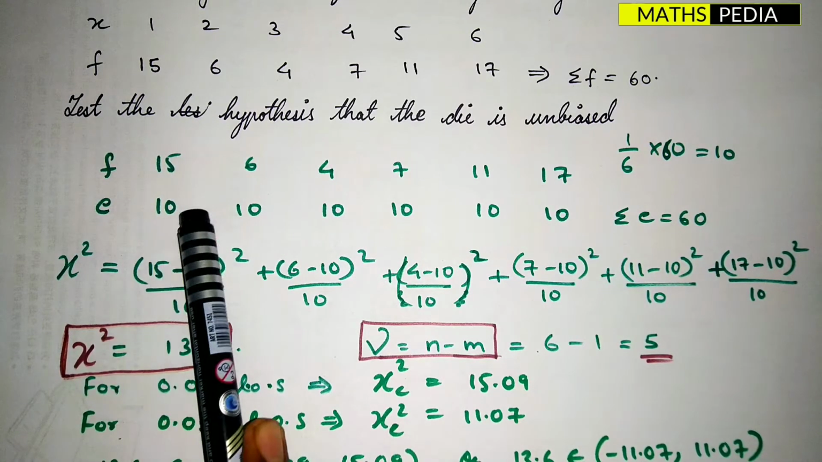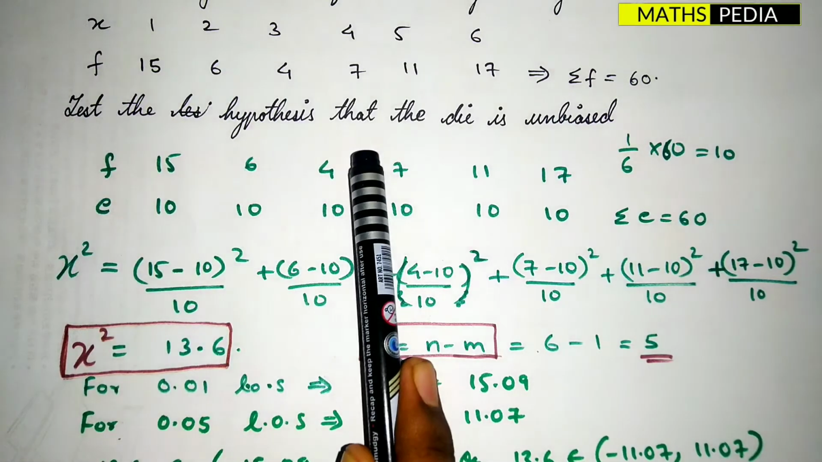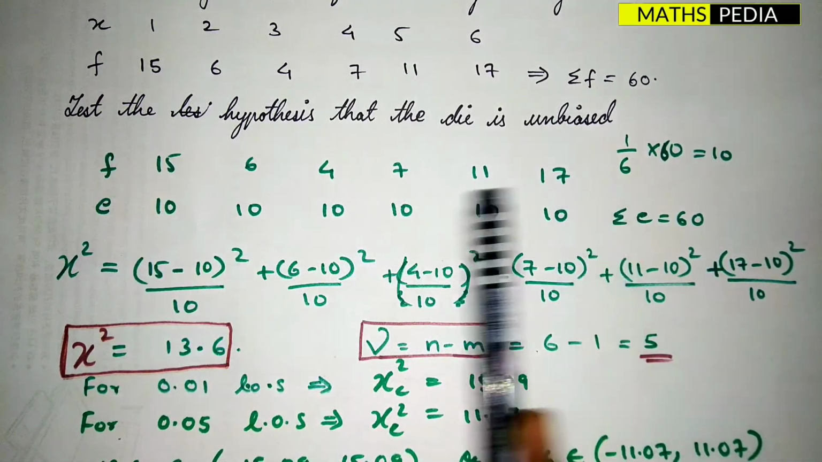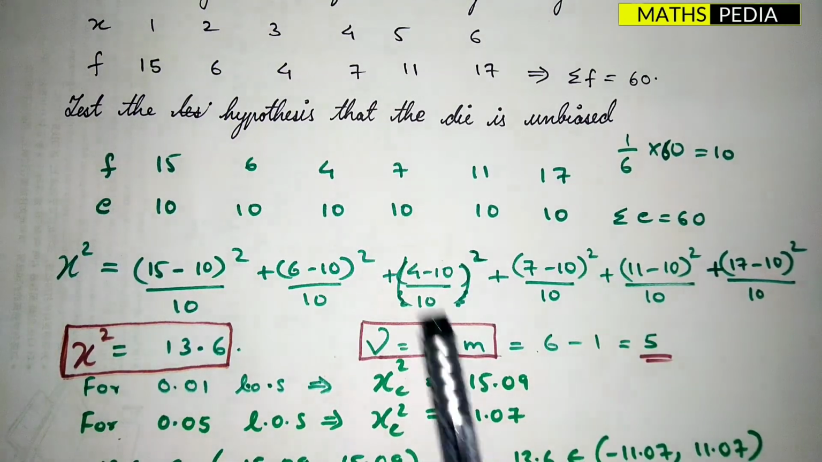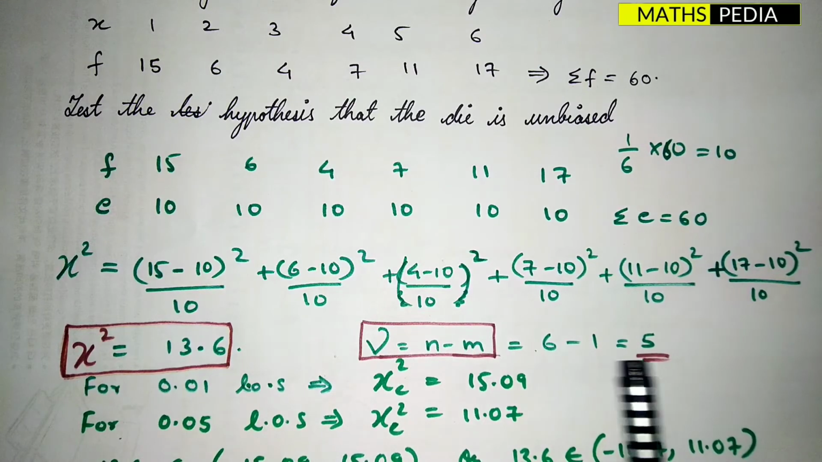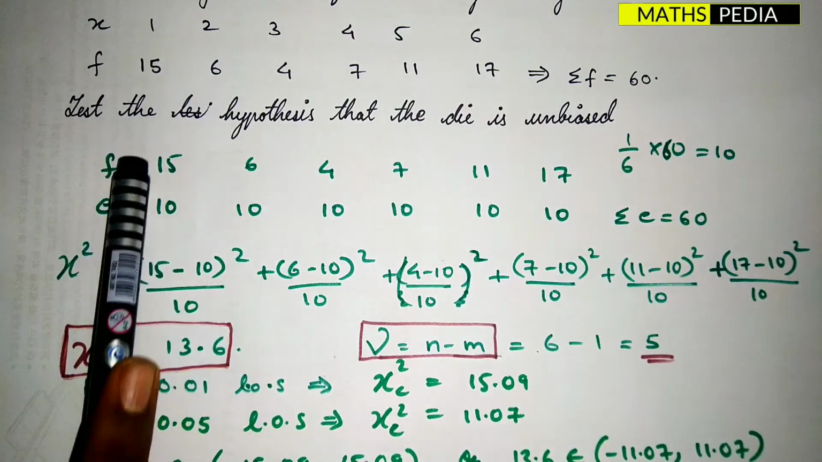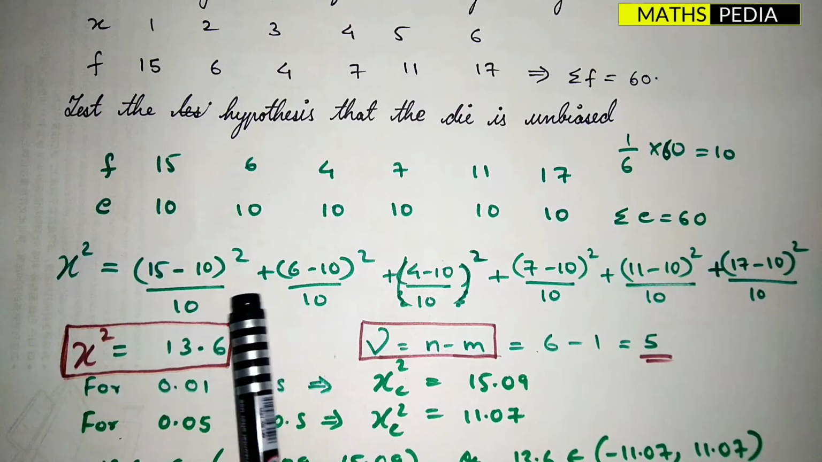As I said, E1, F1 and all, this is nothing but F1, E1, F2, E2, F3, E3, like that. So how many total pairs are there? 1, 2, 3, 4, 5, 6. 6 pairs are there. Therefore, n will be 6. We'll come to that. First, we'll find out chi-square. So 15 minus 10, that is F1 minus E1, the whole square by E1, plus so on you have to do.